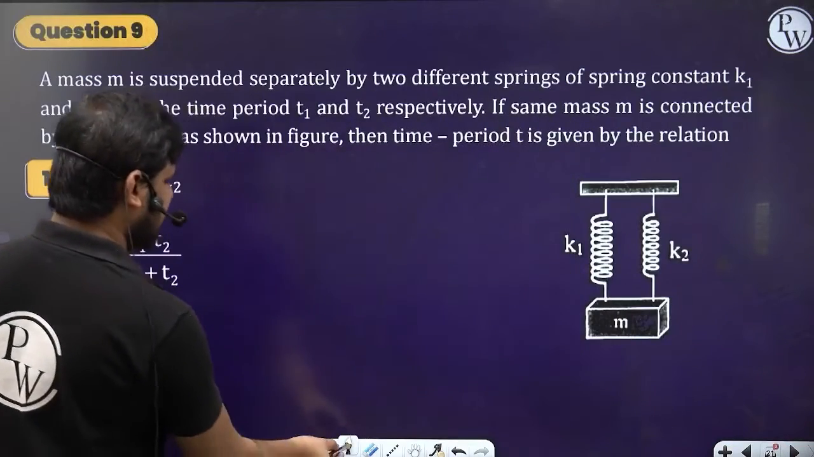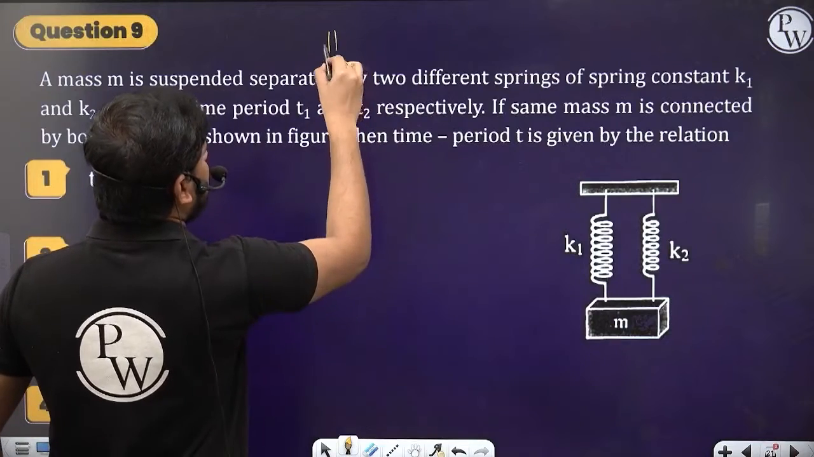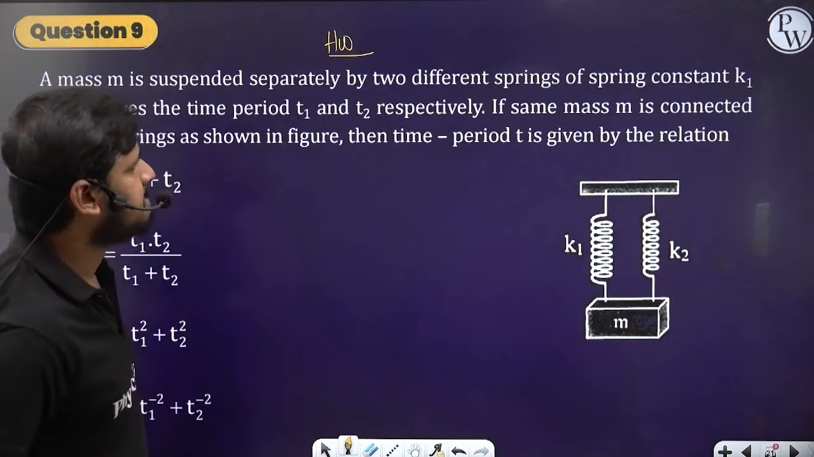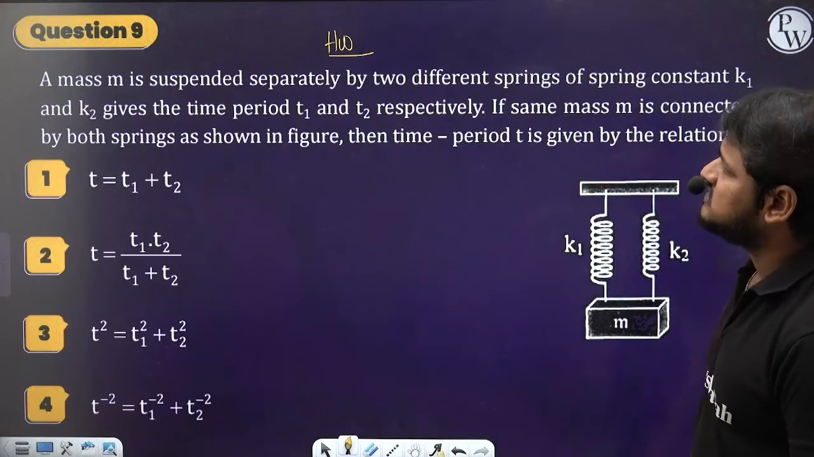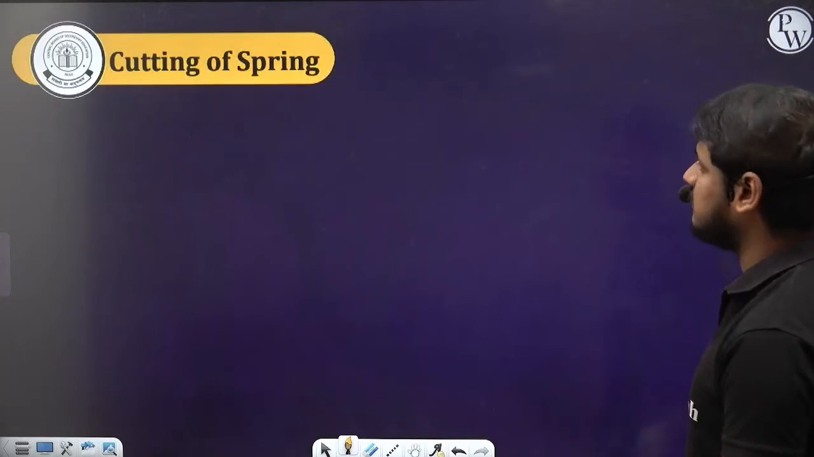So take this question as homework. It's a simple question. The time period you have to find in both the cases. It's an easy question, you can solve it.